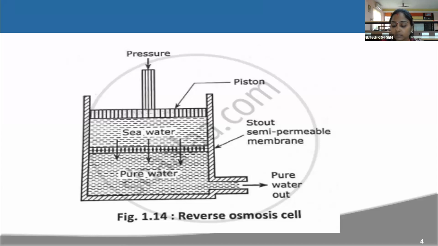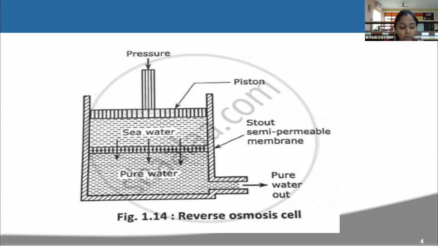The semi-permeable membrane consists of some chemicals. They are cellulose acetate, polymethacrylate, and polyamides. Three chemicals are present in the semi-permeable membrane. So, what is the use of the semi-permeable membrane? Why do we call it a semi-permeable membrane?